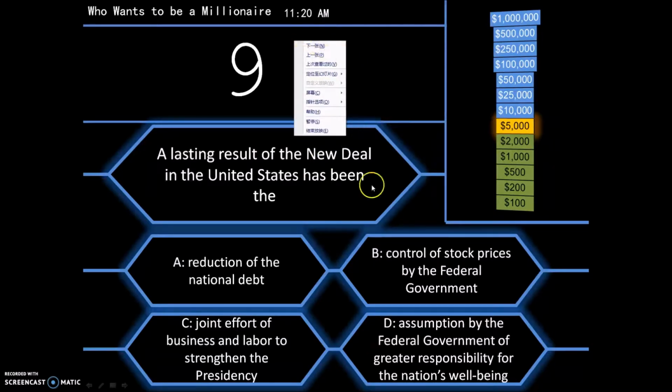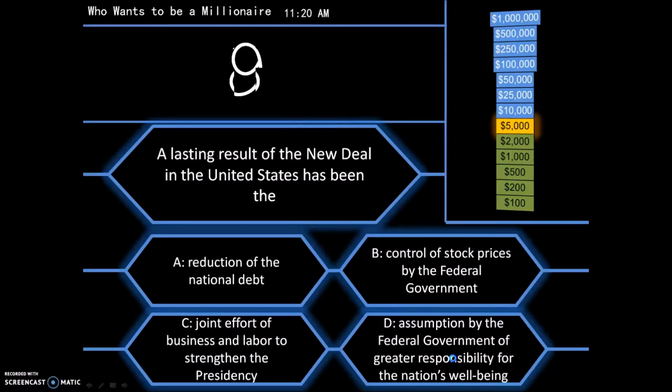Well, for this one, the long-lasting effect of that New Deal program was that the government had finally taken the responsibility to help the people and provided social security and social welfare. And our answer here is D.